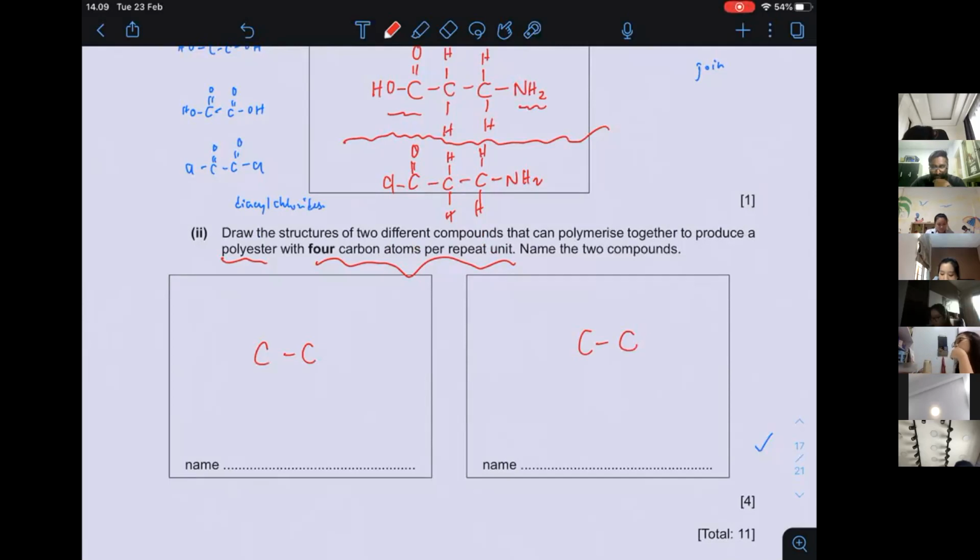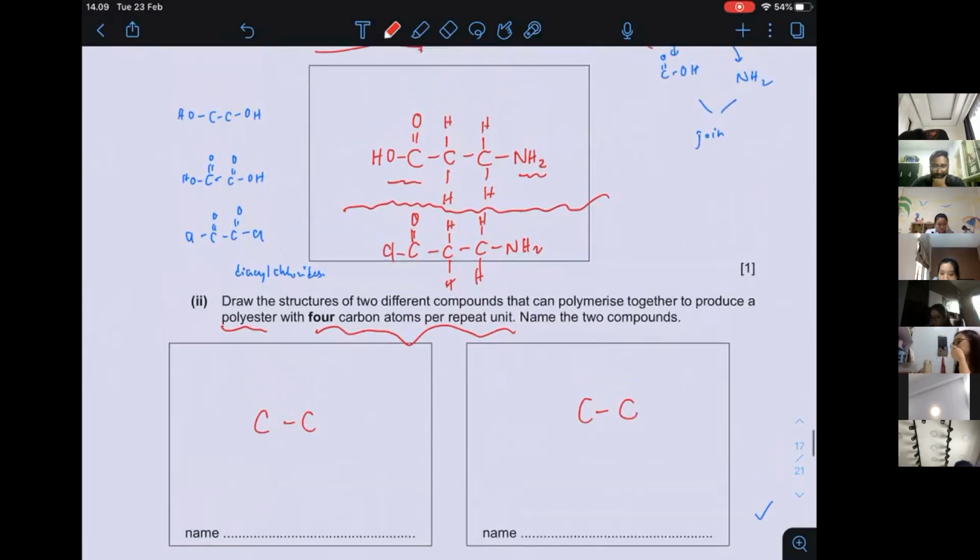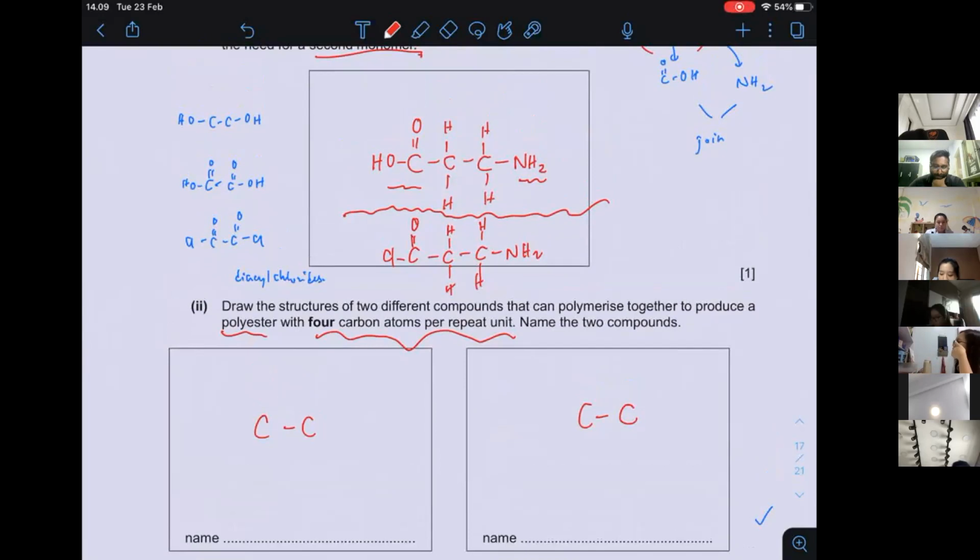So I can use a lot of combinations. Maybe I can use something related to a diol, OH and OH. Then they react with something that involves the dioic acid. So they can also give you the polymer. This is not in the same molecule. Now they are different monomers.